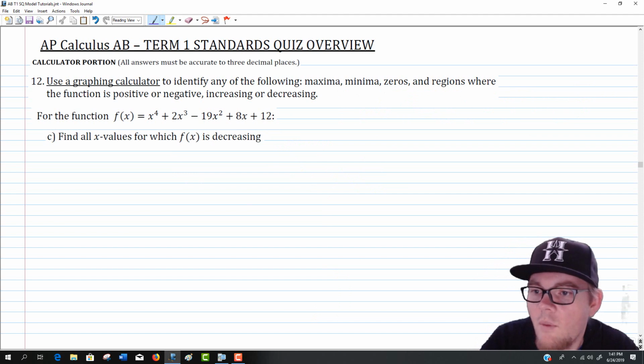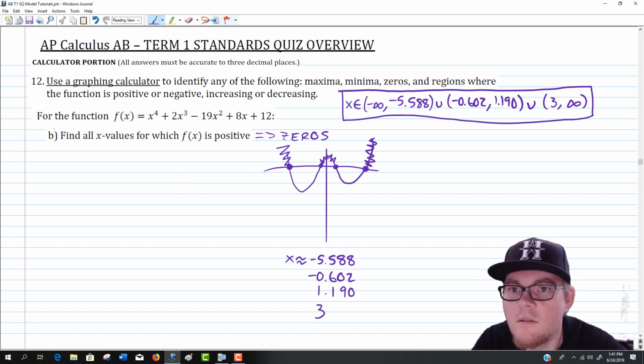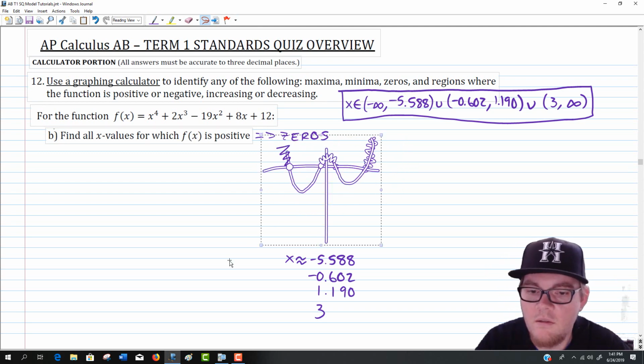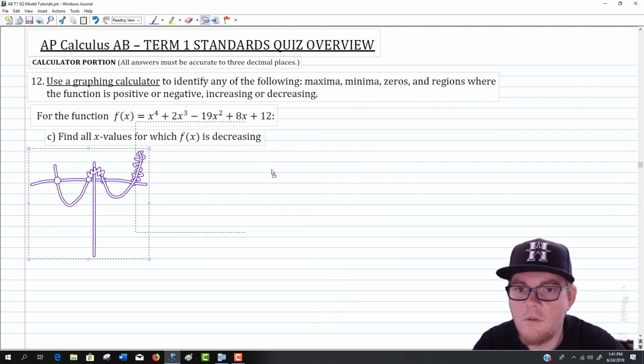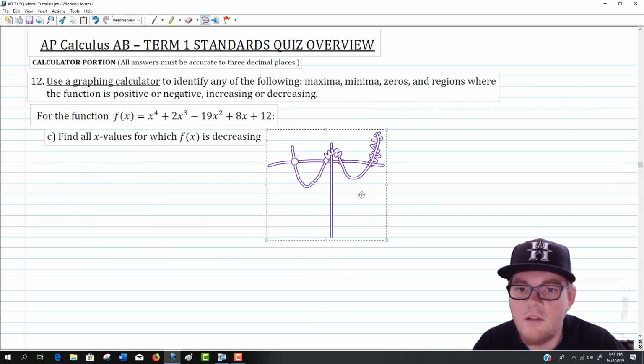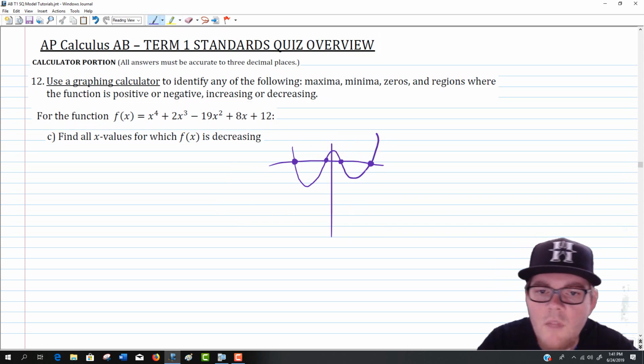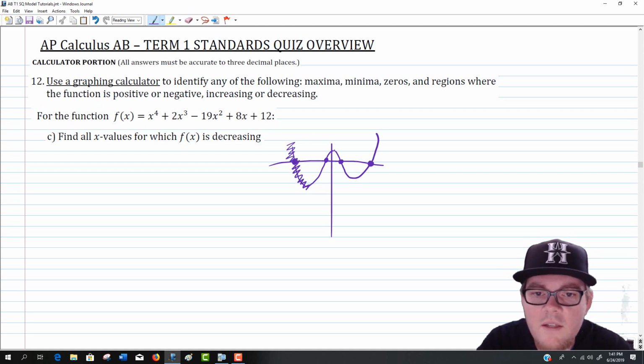Okay, third, we want to find all x values for which f of x is decreasing. Now we drew our picture up here, so I'm going to go ahead and steal it. That is my name after all. So I'm going to steal the picture. Let's get rid of some of this fuzzy stuff. There we go. So there's our graph. We now want to find where f of x is decreasing. So for decreasing, we're going to need to deal with that section, and that's it.